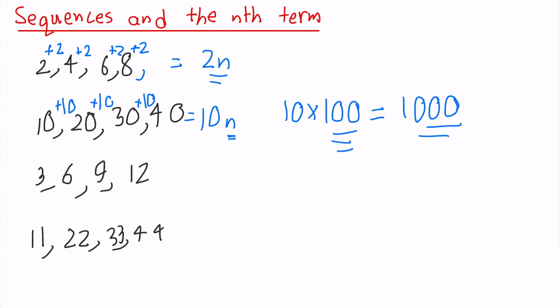Okay, what about the third one? Here we need to add 3, add 3. So we're going to get the nth term will be 3n. What about this last one? Okay, here you could realize that we need to add 11, so it's going to be 11n.